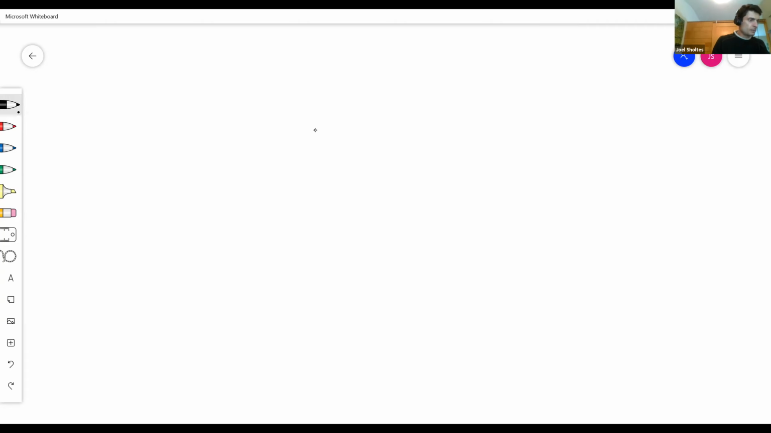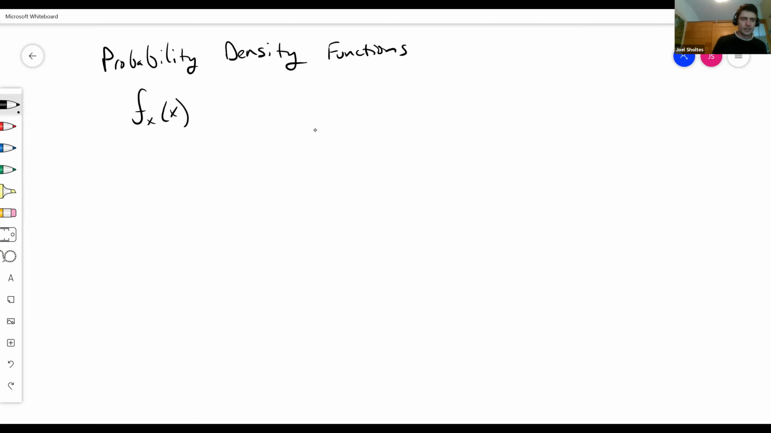Real quick on probability density functions. So if f_X(x) is our PDF, it's a smooth continuous function that represents the probability distribution of our data. So something like this. That's kind of like a normal distribution, right?